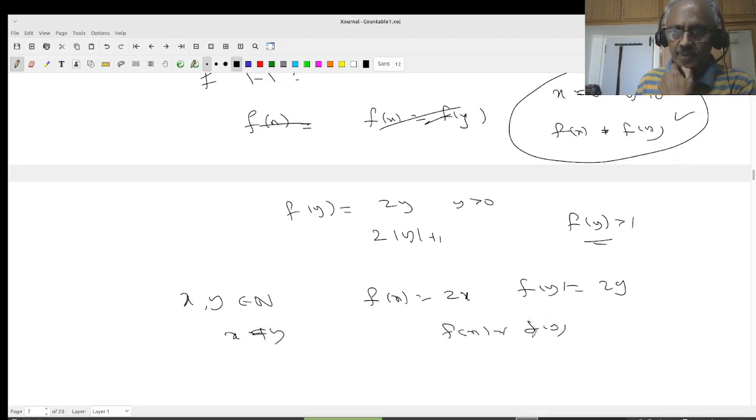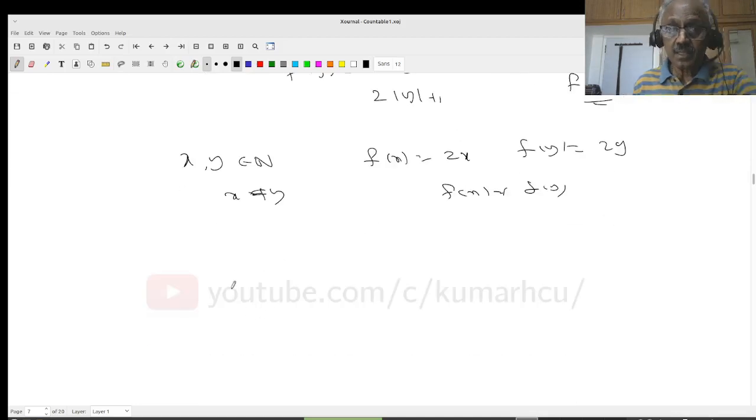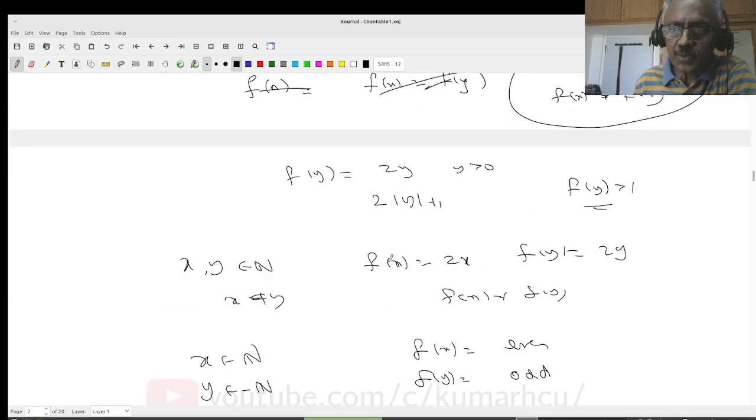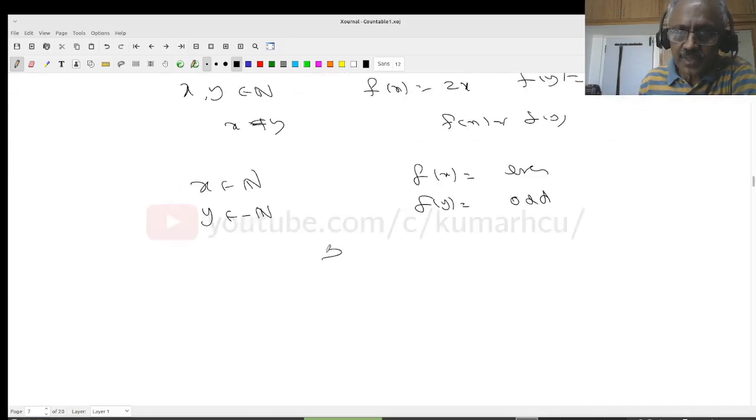Right? So next, suppose one is positive, the other one is negative. Then remember f of x is even, whereas f of y is odd. Look at that, 2 times mod y, right? Therefore we conclude f is one-one. Pause, review, proceed.